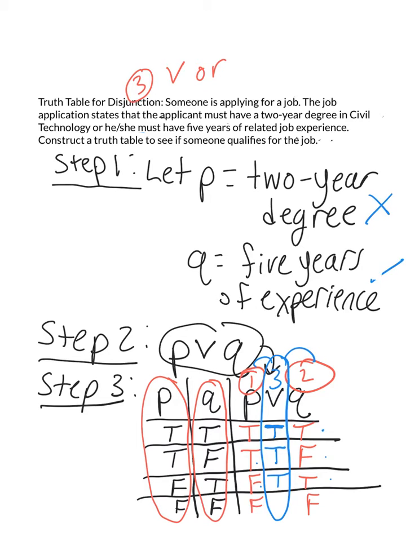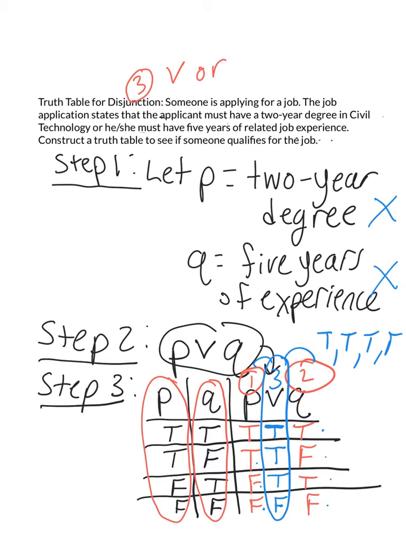The only time that person could not get the job is row 4. Two false statements. P is false and Q is false. So the person does not have the degree, nor does he or she have the experience. If they have to have at least one, that's what "or" means in this chapter, then it's false. My final answer in blue is T, T, T, F.